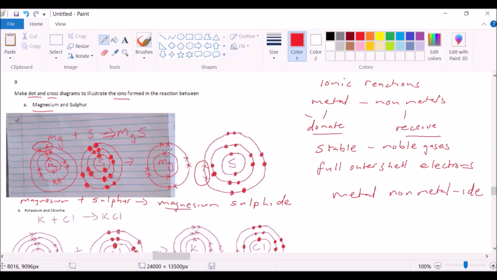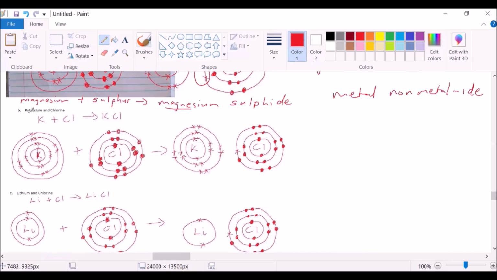And the charge here on magnesium, since it has lost 2 negative charges, it becomes 2+ because it has more protons than electrons. This sulfide ion formed now has 2 extra electrons. Now it becomes 2- because electrons are negatively charged. Adding 2 electrons will give it a 2- charge.